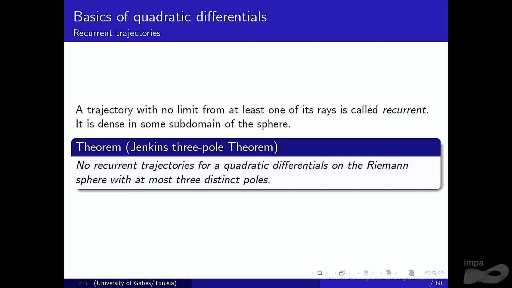Either it should meet another finite critical point. In this case, we will call it a finite critical trajectory. Or it should diverge to some pole of order 2 or greater. Or, unfortunately, this nightmare case, it has no limit from at least one of its rays. In this case, we call it a recurrent trajectory.